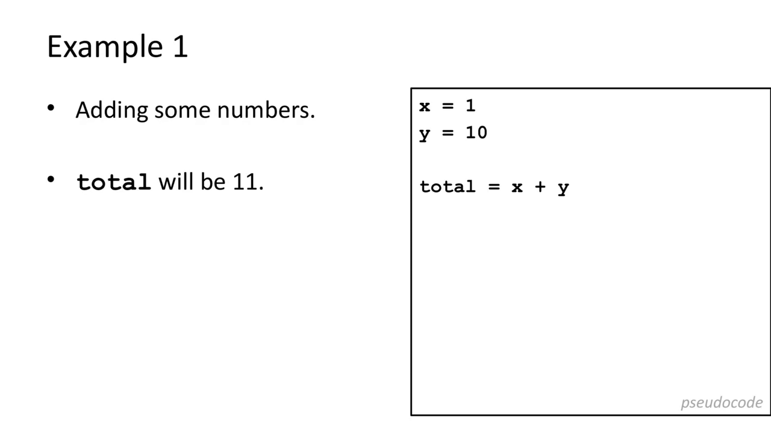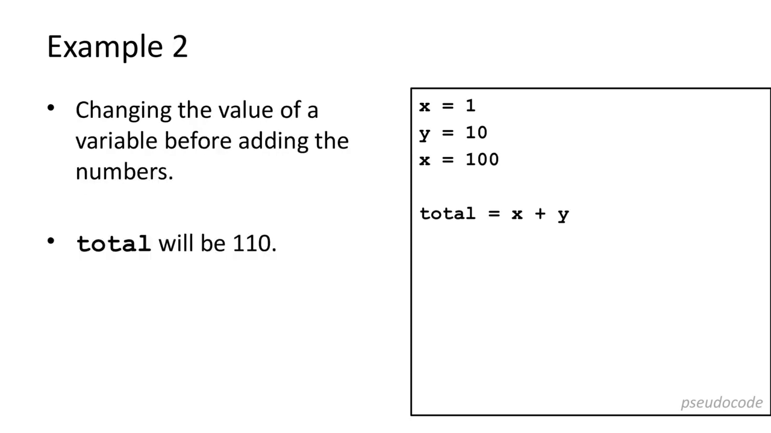In this example, variable x equals 1 and variable y equals 10. Let's create another variable called total, and give it a value of x plus y. The final value of total will be 11. In this example, we do a similar calculation. But before adding the 2 numbers, we have changed the value of x from 1 to 100. The previous value of 1 is overwritten by the new value. Adding the 2 numbers now gives a total of 110.